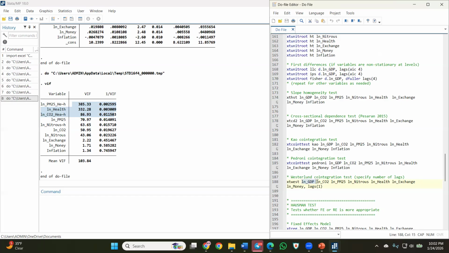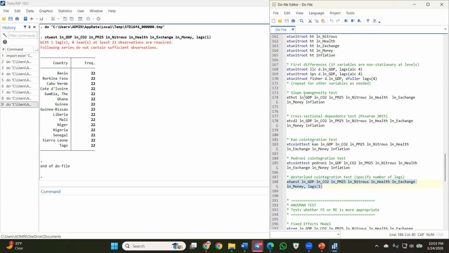So our main variables were CO2, PM2.5, nitrous oxide. So that alone is enough. That's why I dropped the inflation, because if I add it, it will not run. So let me add it and see.